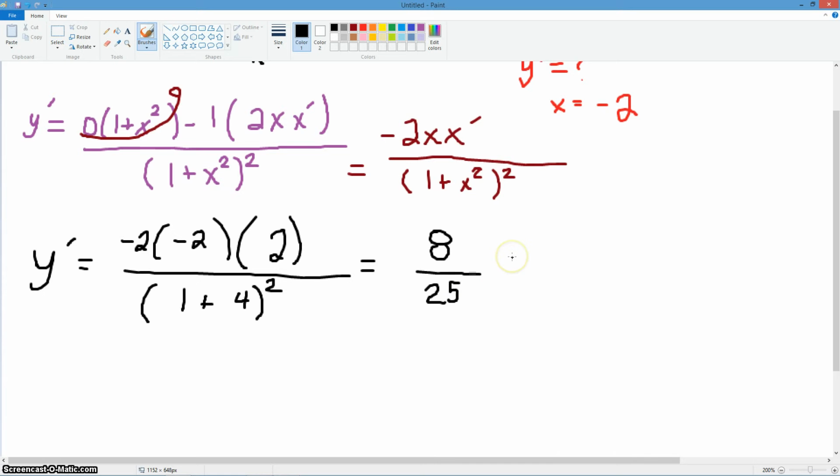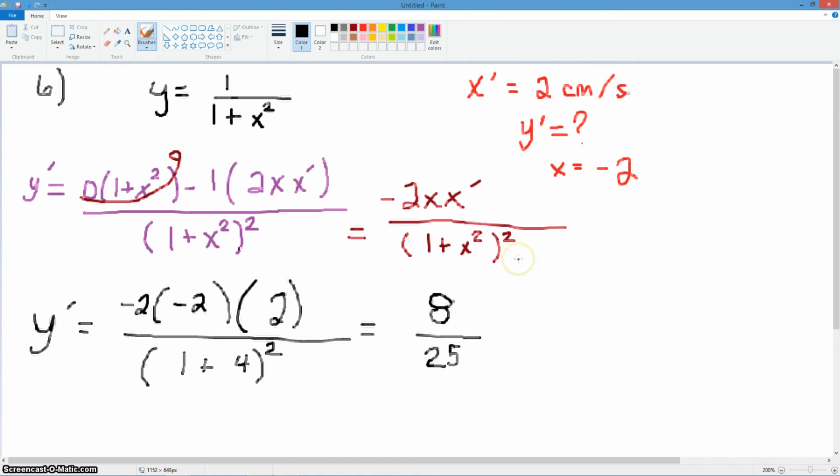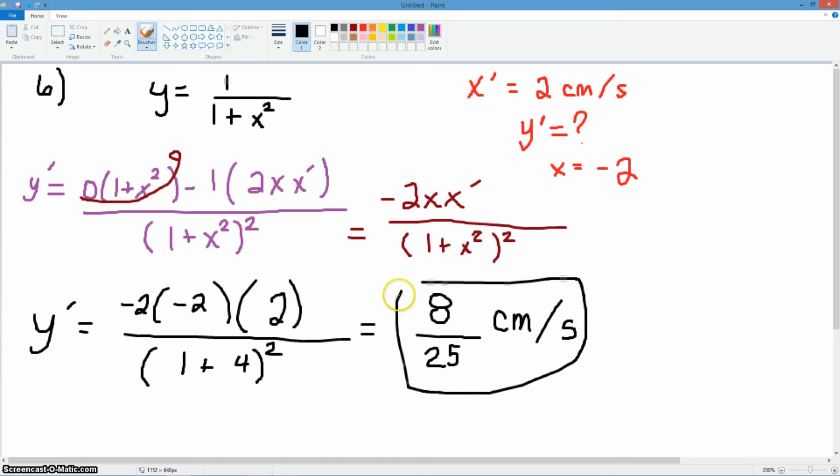So a rate is always some kind of unit over time. So it will be the only rate that we see here, which will be centimeters per second. So 8 over 25 centimeters per second will be our answer for number 6. Okay, let's move on to number 8.